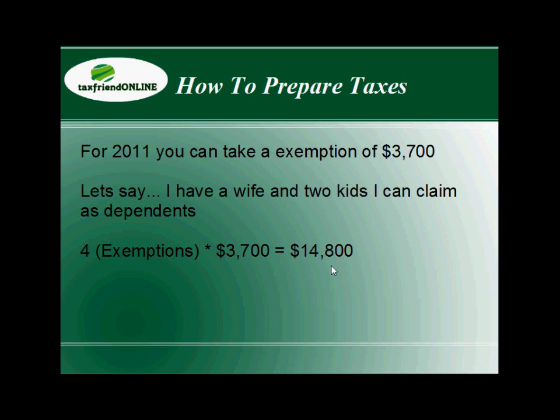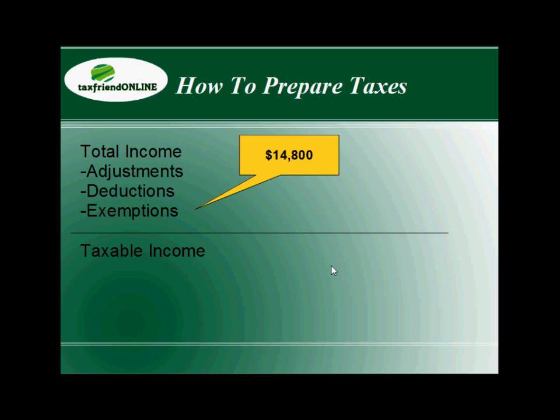So 4 exemptions, multiply that by 3,700, which is what I can take for 1 exemption, and our total exemption comes out to $14,800. So we determine our total income. We determine we can subtract from our total income adjustments, deductions, and exemptions, which we figured in our last slide comes out to $14,800. And we come out with our taxable income.